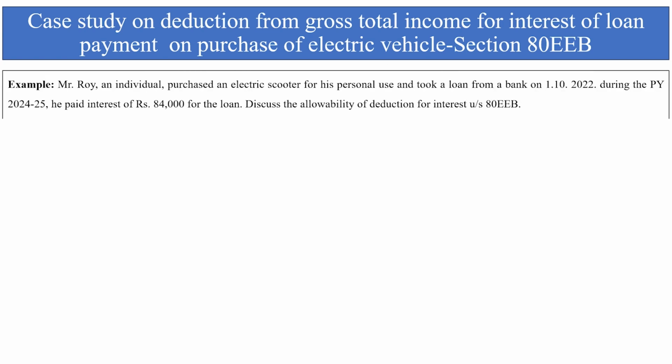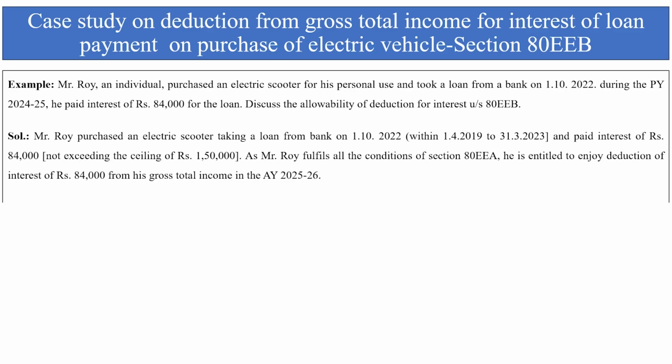Here Mr. Roy, an individual, purchased an electric scooter for his personal use and took a loan from the bank on 1st October 2022. During the previous year 2024-25, he paid interest of 84,000 on the loan. Here Mr. Roy purchased within the time span, took a loan from a financial institution, and paid interest of 84,000, not exceeding 1,50,000. So Mr. Roy fulfills all the conditions of section 80EEB, and as such a deduction for interest on purchasing the electric scooter by Mr. Roy is allowed under section 80EEB.